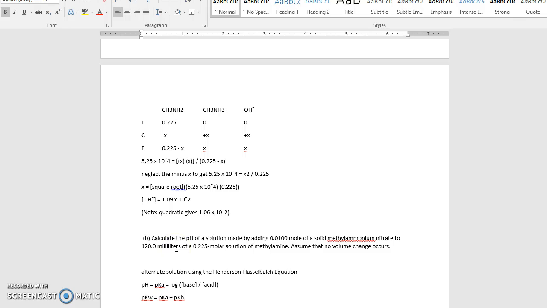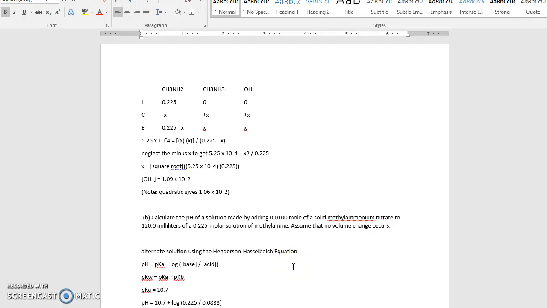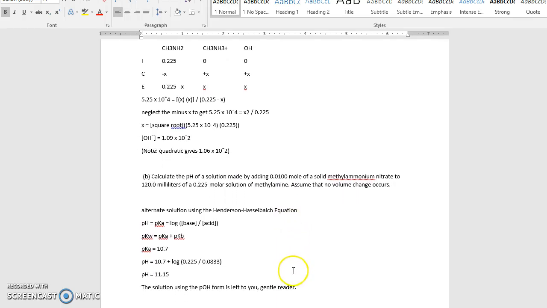And then it asks for us to calculate the pH of a solution made by adding 0.01 mole of solid methylammonium nitrate to 120 milliliters of a 0.225 molar solution of methylamine, assuming that no volume change occurs. And this is the solution that we could solve with the Henderson-Hasselbalch equation instead of the traditional ICE box method. You could plug in all the values. You could set pH equal to pKa plus the log of the base over the acid, and then manipulate equations around.